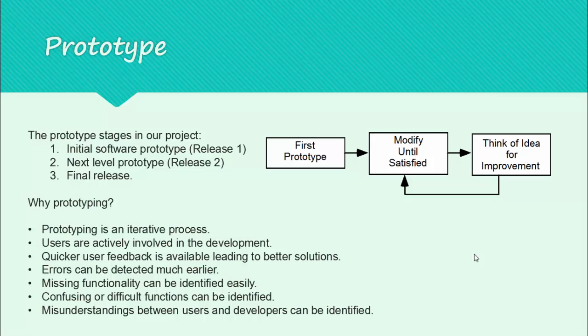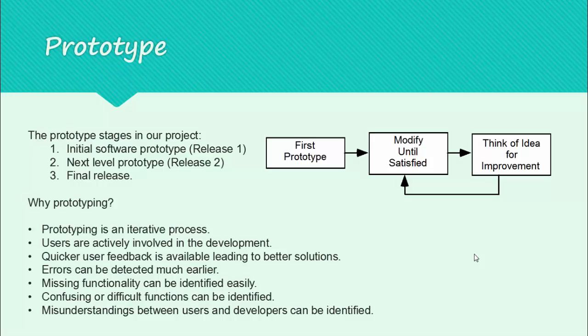So every spiral and iterative model consists of prototypes. The prototype stages in our project are the initial software prototype, the next level prototype, and then we'll have the final release. After releasing the first prototype, it should be modified until satisfied. Meantime, there will be more ideas for improvement which will be modified as well for the final release.